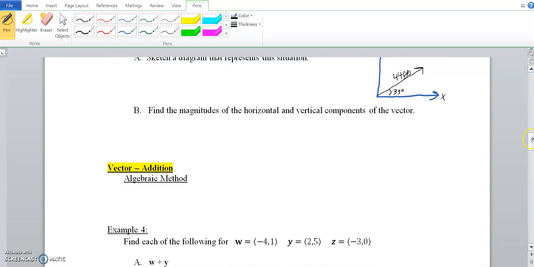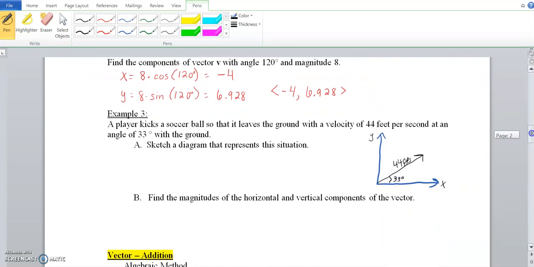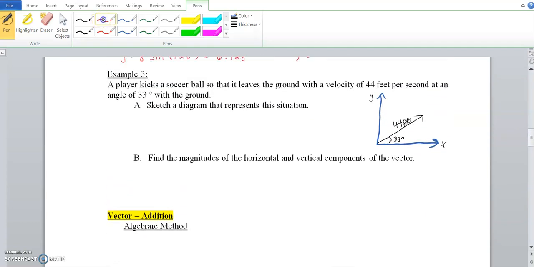Going back to our equations up here, x and y are equal to the magnitude of the vector times cosine and sine respectively. x is equal to the absolute value of the magnitude, so 44 times cosine of the angle. Same thing for y, except it's sine again: 44 sine 33. And we get 36.9, with our units, feet per second, and y is 24.